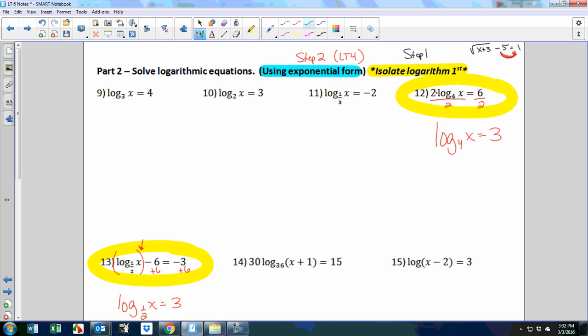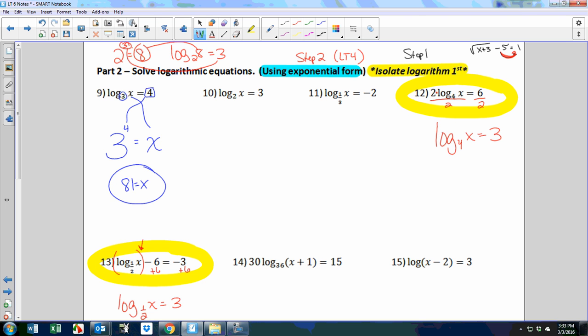There was a change formula that said if you have an exponent, 2 to the third equals 8, you can write that as log base 2. Take your output, make it your input, and take your input 3 and make it your output. So using that change formula, number 9, base 3, your output was 4, that becomes the input. 3 to the 4th equals x.